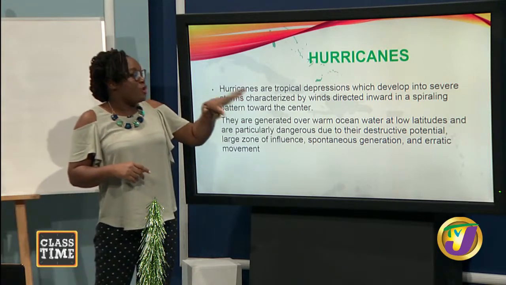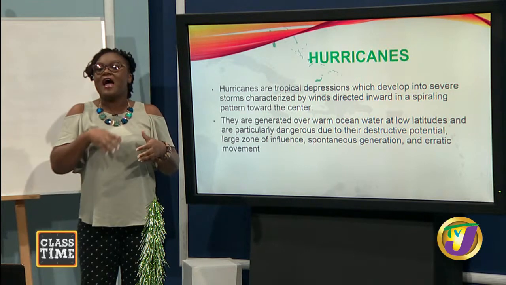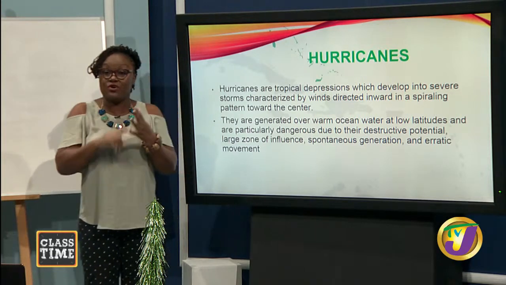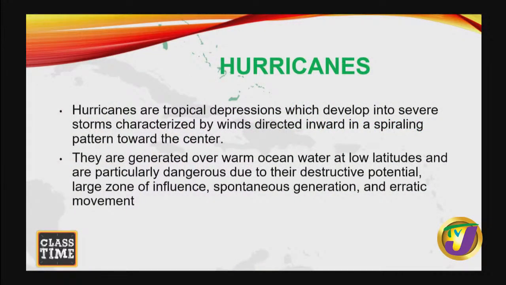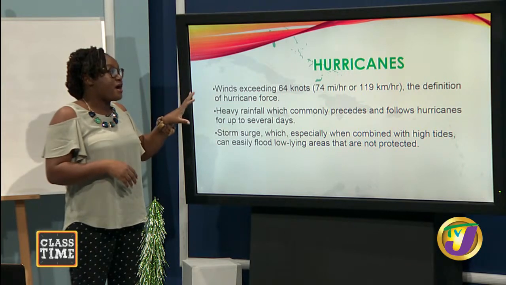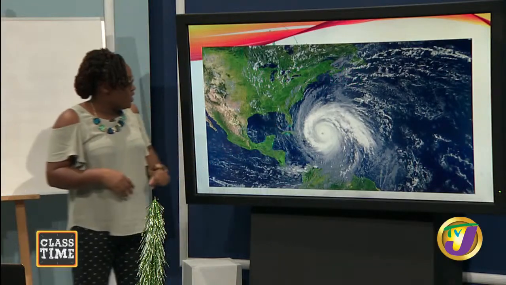All right, so these are tropical to severe storms, and there is a process. They begin as a wave, then a depression, then a tropical storm, and then a hurricane. And then there are different levels of the hurricane. So you have categories 1 to 5. All right, so they are generated over warm ocean water at low altitudes, and then of course as they go along they can leave a path of destruction. And don't we know that all too well? Winds exceeding 64 knots, heavy rainfall, storm surges, these are the common things that we see when a hurricane occurs in the Caribbean. All right, so there we have it. This is how a hurricane looks.